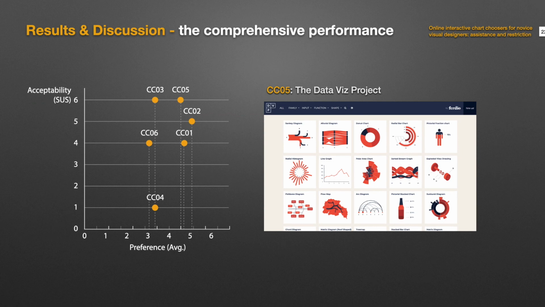Based on the evaluation of the participants' preferences and usability evaluations, the difference between the preferences of CC05 and CC02 is only 0.4, and the SUS acceptability of CC05 is 1 more than CC02. If we add Peter Morville's desirable element and evaluate it with "I think that I would like to use this system frequently," CC05 becomes the chart chooser that novice designers want to use.